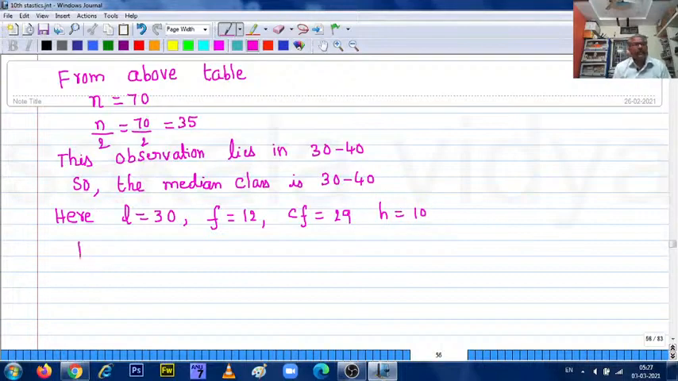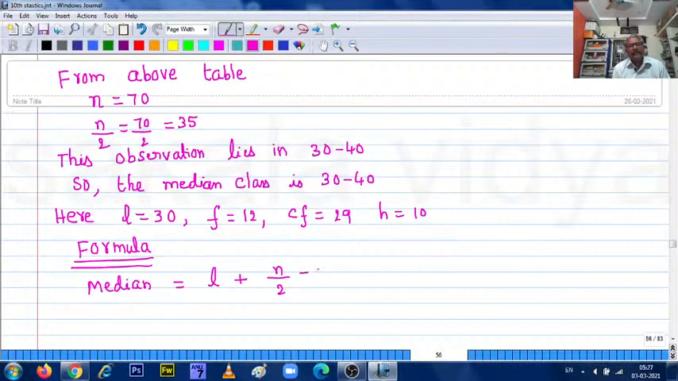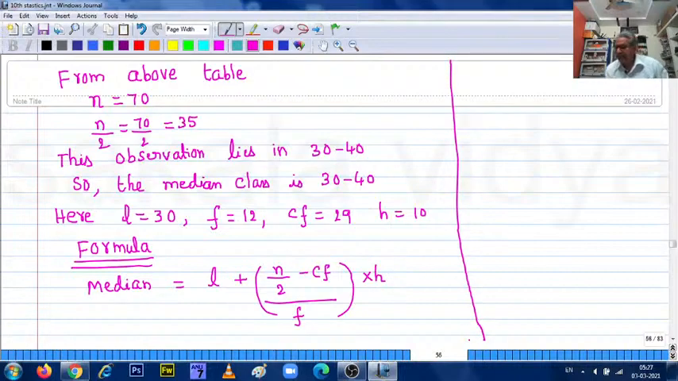Now write down the formula to compute the median. The median is given by the formula L plus n by 2 minus CF upon F multiplied with H. Don't forget it. The formula is very, very important, that you need to write it. So understood all of you?